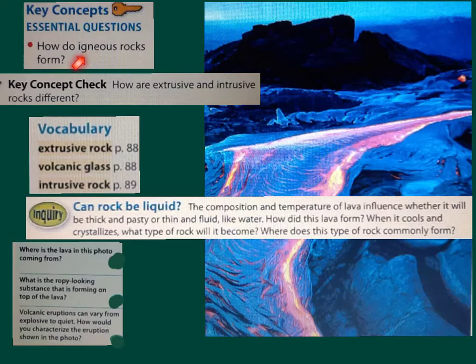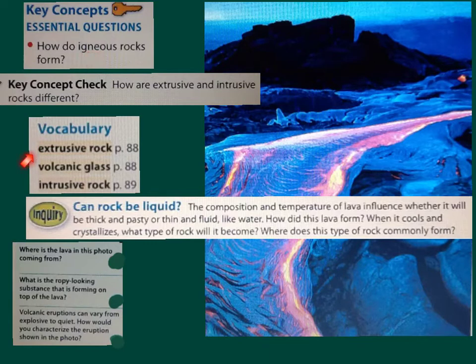The other one doesn't look the same as it normally does, but this is the other essential question we need to answer. How are extrusive and intrusive rocks different? So this here and this here are your two essential questions. Please write them down in your science journal. We will be able to answer them by the end of the lesson.